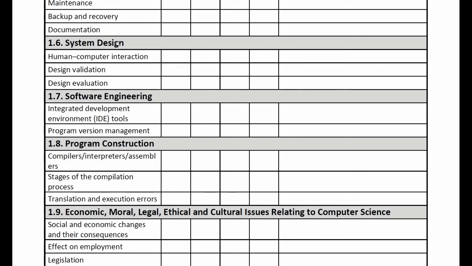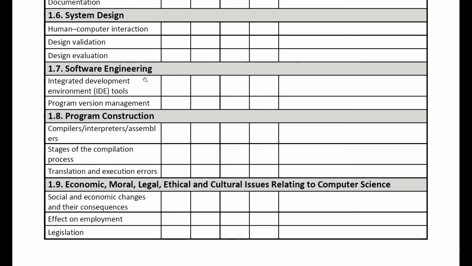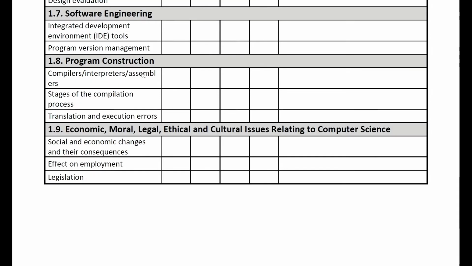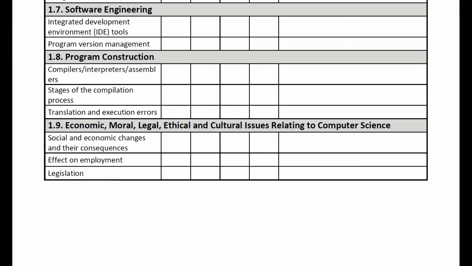There's systems design, looking at human-computer interaction, so the best interface to use, and then we can evaluate those interfaces and decide why certain input methods might be better than others. There is software engineering, looking at the integrated development environment and program construction. So this is taking the code that you have written into the IDE and translating it into a language that the computer can understand, the ones and zeros, and how exactly it does that.